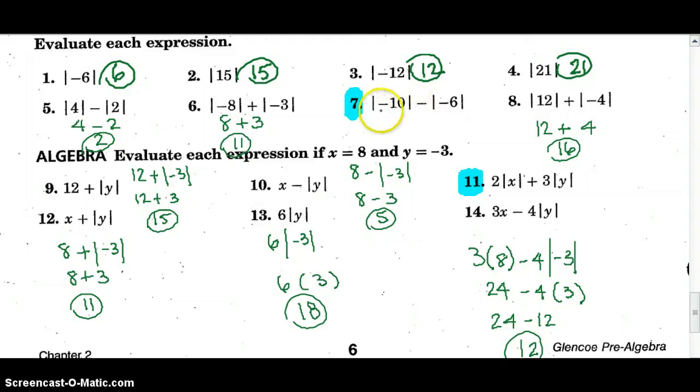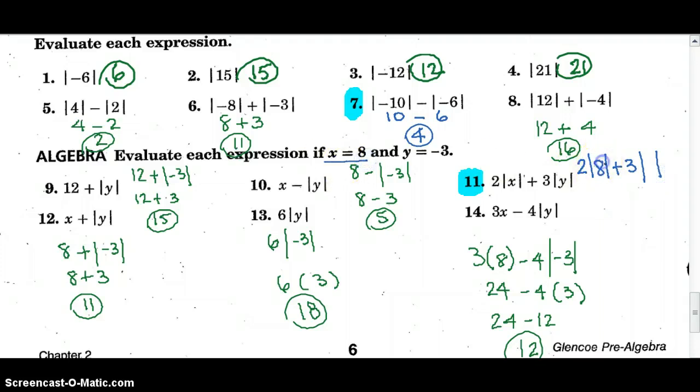Alright, number 7. The absolute value of negative 10 is positive 10. Minus the absolute value of negative 6 is positive 6. Now I'm ready to just perform 10 minus 6, which leaves us with 4. Number 11 gets a little more complicated. We have to substitute. We're going to use substitution. What was x? Here it is.